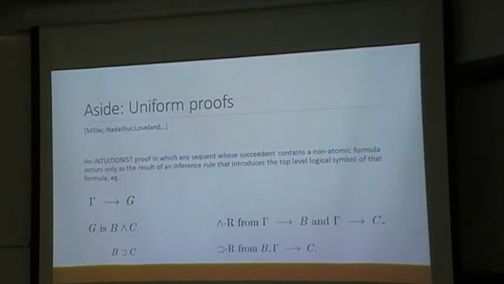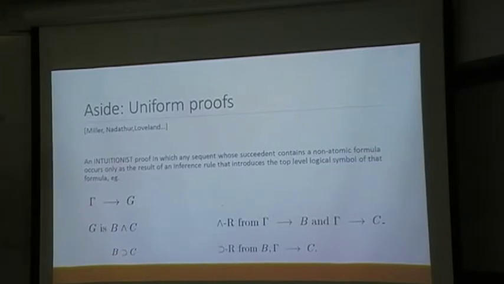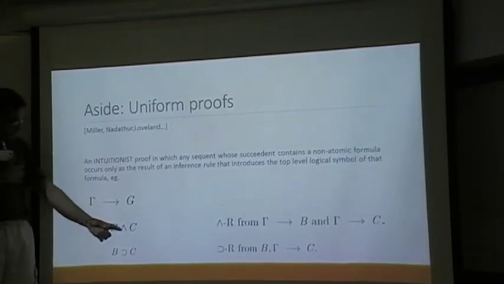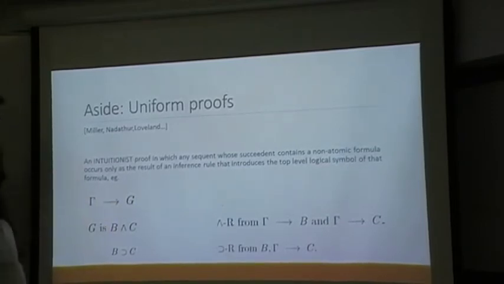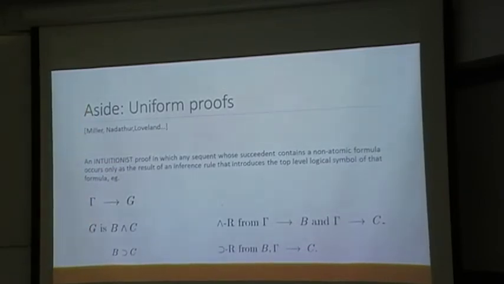Now we're going to look at a very specific form of the proof, where if the formula on the right is not an atom, then the first thing we have to do is resolve that top level connective. So for example, if the formula on the right is not an atom, say it's B and C, then I expect my proof to do the right introduction rule. The basic result here is that for a certain class of formulas, namely the hereditary Harrop formulas, uniform proofs are rich enough to give you all the proofs.